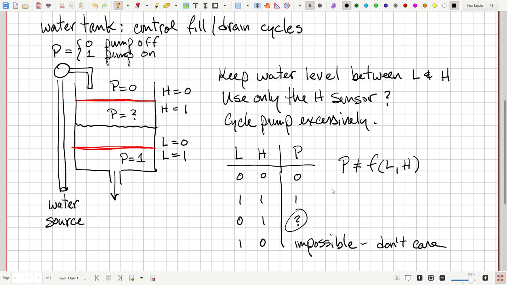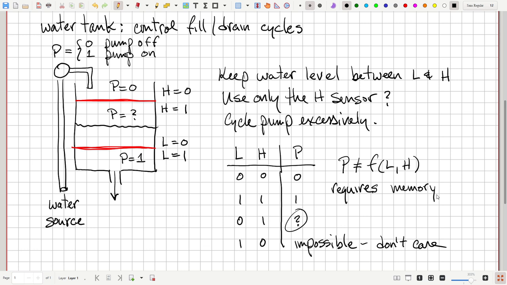From what we just said before, we need to know whether we're coming from the state where H and L are both 1 and the pump was on, or from the state where H and L were both 0 and the pump was off. If we are coming from this upper state where the tank was full and we get into this region, then leave the pump off. If we're coming from this lower state where we're filling the tank and we get into this region, then leave the pump on. So again, this requires memory. We have to know what state we were coming from.